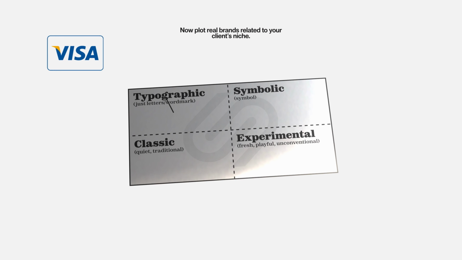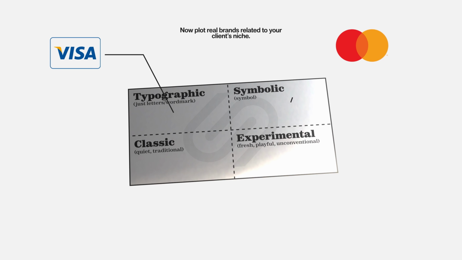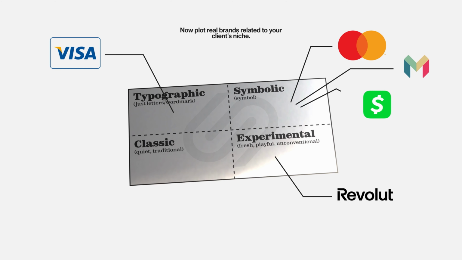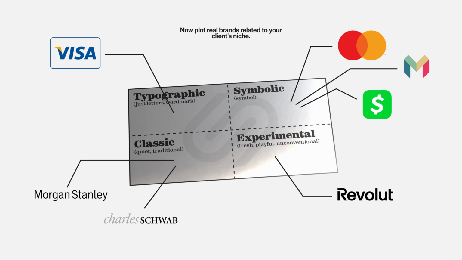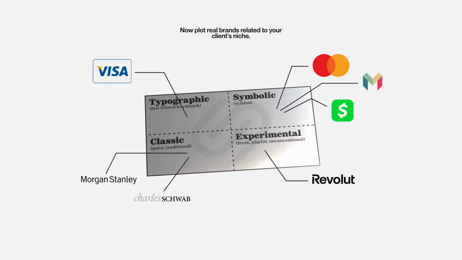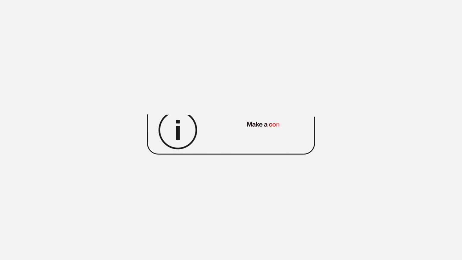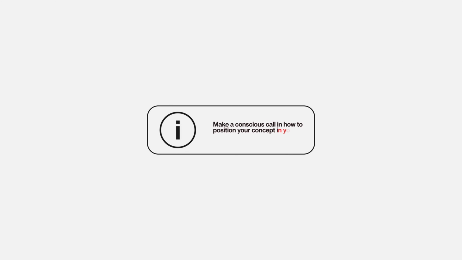So in the financial sector, as an example, Visa would sit in classic typographic. MasterCard is classic symbolic. Revolut leans experimental typographic. And Monzo or Cash App would land in symbolic combo. And then perhaps in private banking, Morgan Stanley and Charles Schwab are classic typographic. Once you see the cluster, make a conscious call in how to position your concepts for your client's niche.